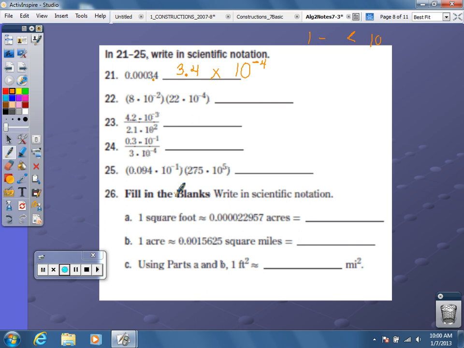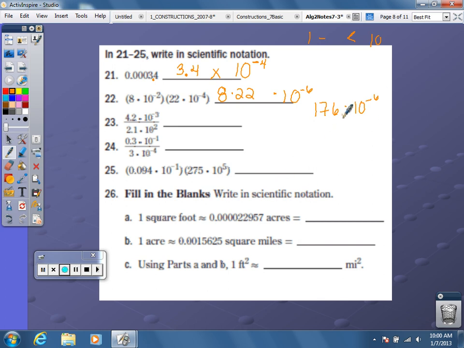Okay, on this one, I'm going to rearrange this a little bit. So it's going to be 8 times 22 times 10 to the negative 2 plus negative 4 is negative 6. Well, 8 times 22 is 176 times 10 to the negative 6. That does not meet my criteria.